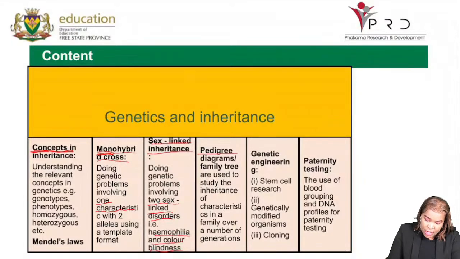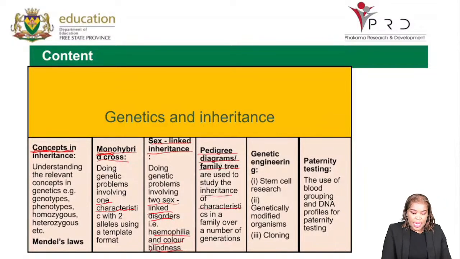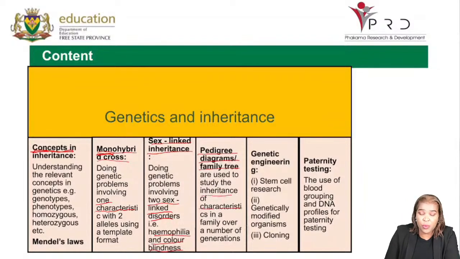Then you need to be able to know the pedigree diagrams or the family trees, which are used to study the inheritance of characteristics in a family over a number of generations. So you are going to check the lineages, or you are going to check the inheritance, where this particular disease comes from. So you remember the pedigree diagram that looks like a family tree. So you must be able to interpret that one.